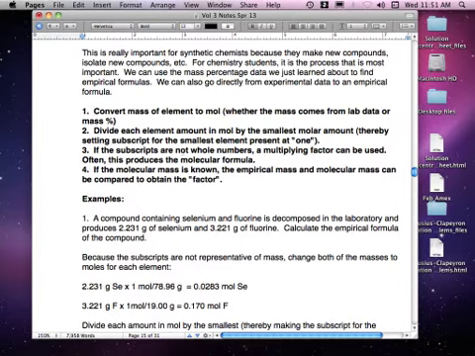Number 3, if the numbers you get are not whole numbers, we can use a multiplying factor. You'll see it's kind of a hit and miss thing, as we do some examples. Often this produces the molecular formula. If the molecular mass is known, then I can use the empirical mass to get the molecular formula and so on. So you will see these are the 4 steps. Really, it's just 1 and 2. 3 and 4 take it a little bit farther.